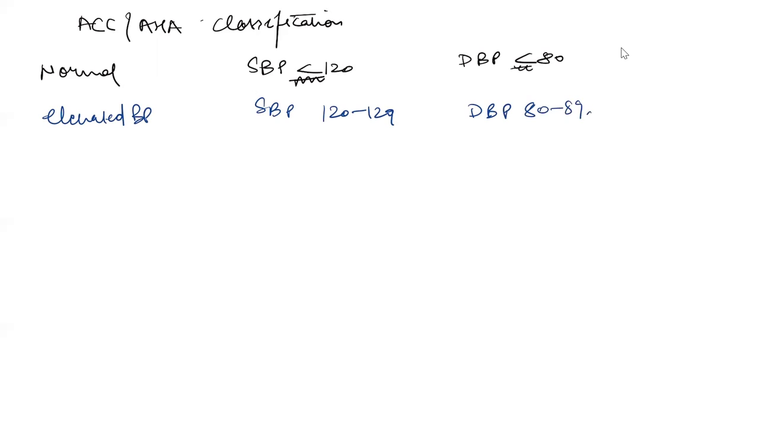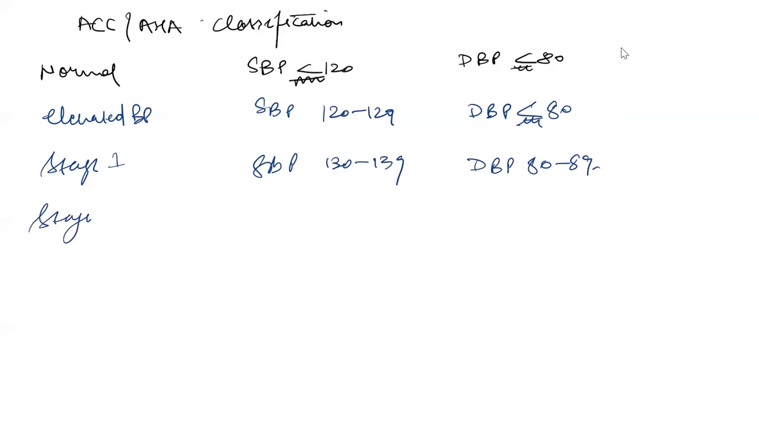Then we have stage 1 hypertension, in which SBP is 130 to 139 or DBP is 80 to 89. In stage 2, SBP is 140 or more or DBP is 90 or more. Now, when the BP is normal, we don't have to do anything.